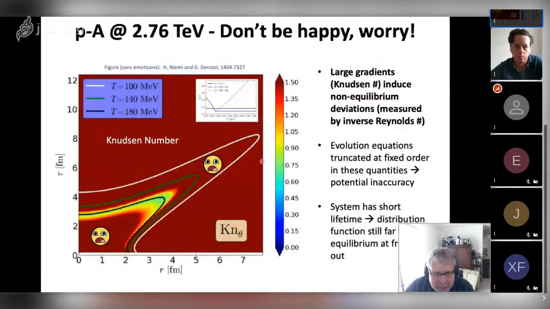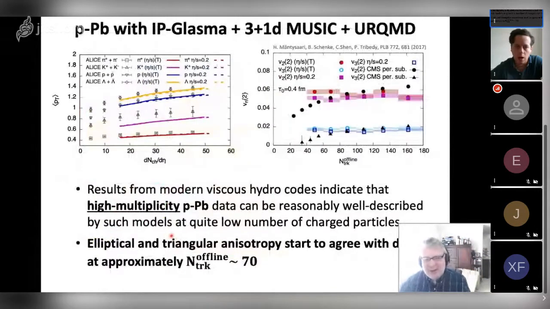Now, despite this, some people have just gone ahead and run their hydro codes and published papers that get presented in Quark Matter about it. That's fine. I'm okay with this strategy, but we always have to look under the hood.